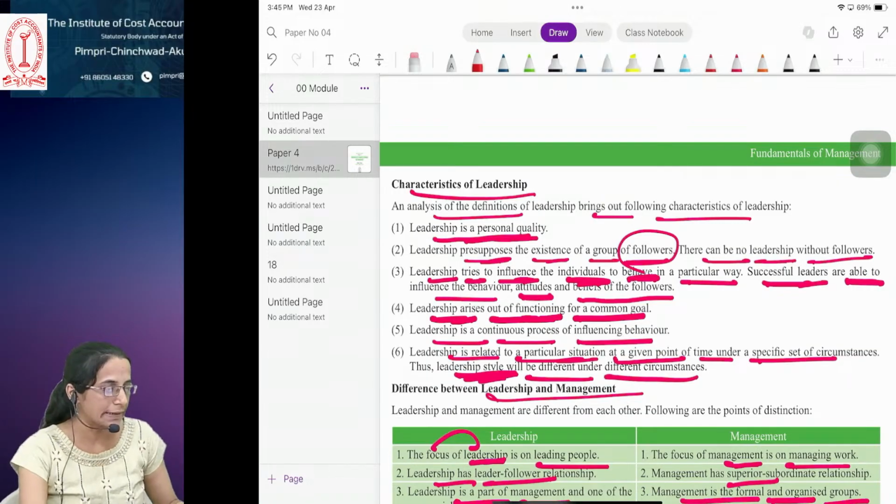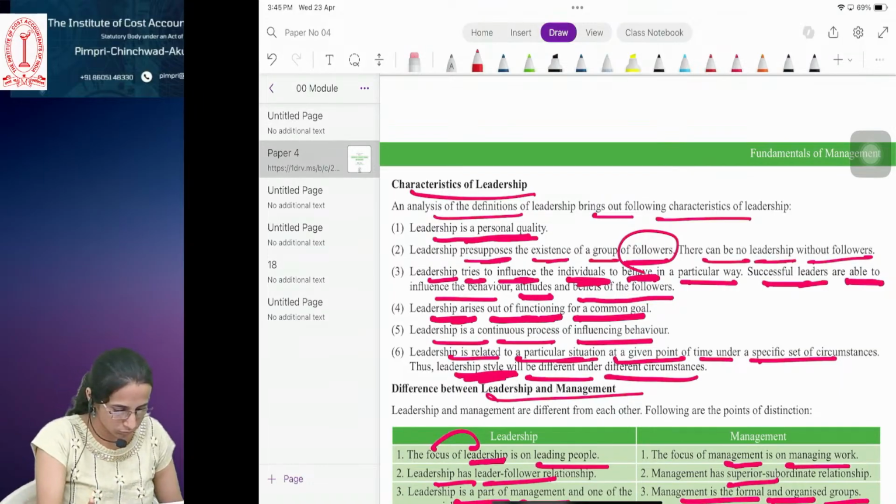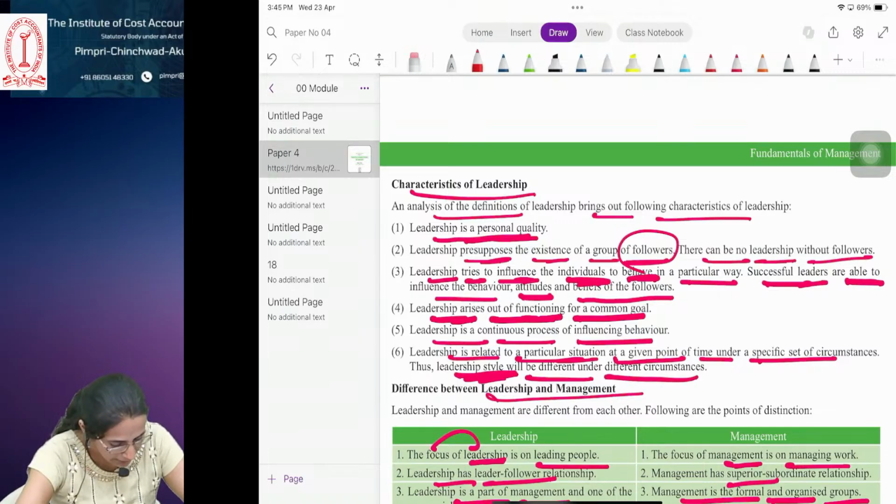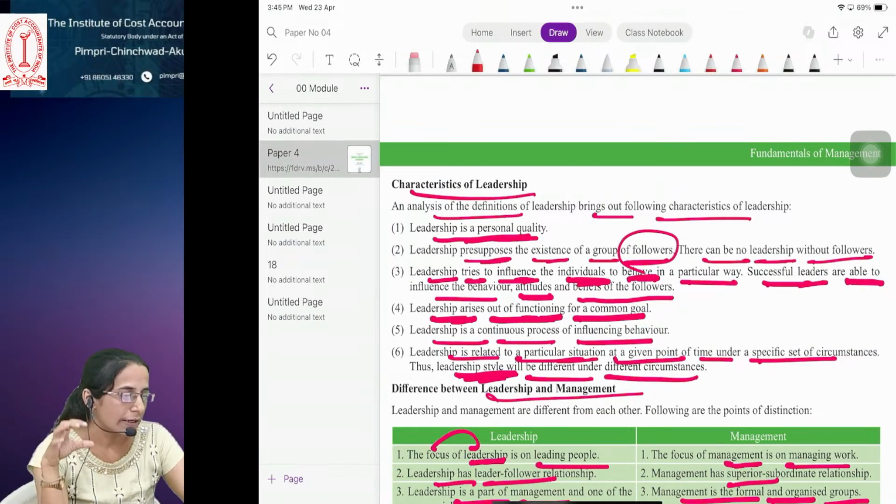Next is Linkert's system of management. What Linkert suggested is that there are 4 systems. System 1 was exploitative autocratic. System 2 is benevolent autocratic. System 3 is consultative, and system 4 is democratic. So Linkert conducted a survey or a sample where he found out certain things. So these 4 things were the main aspects of that.